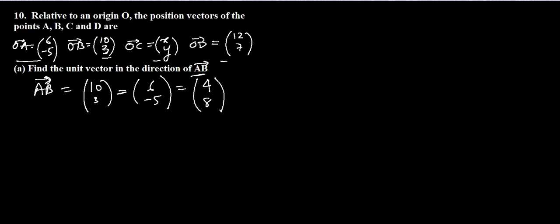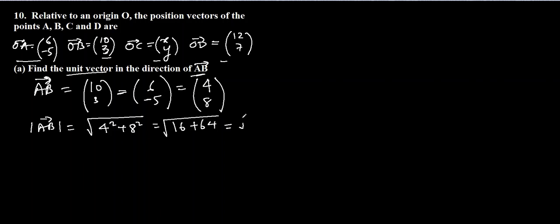That's the vector AB, but they want the unit vector. For finding the unit vector in this direction, we should find the magnitude of AB, which will be 4 square plus 8 square. That comes out to be 16 plus 64, square root 80. So to find the unit vector in the direction of AB, divide the vector AB by its own magnitude. The unit vector in the direction of AB, we sometimes show it like this, AB with a hat.